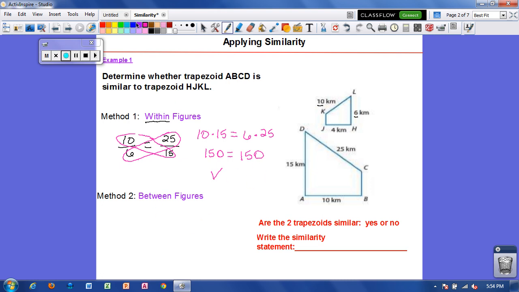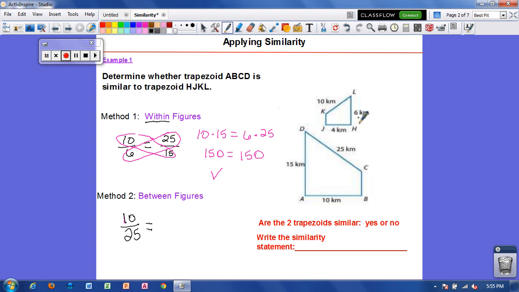But let's set up a ratio between figures. All right, so I'm going to use 10 again. So I'm going to take 10 from the smaller trapezoid. But now I want to put that over the corresponding side from the larger one. So if I take this diagonal side, now I'm going to take this one. So I'm going to put 10 over 25.